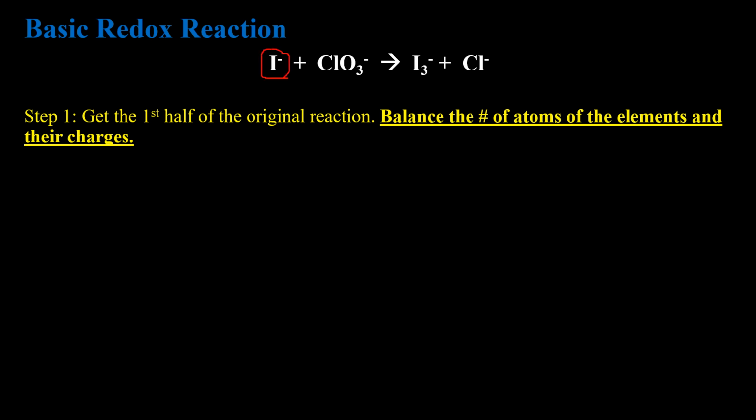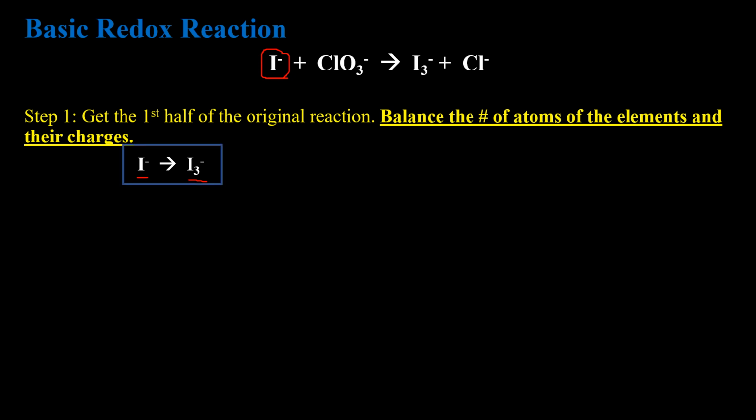Okay, so if you are going to get the first half of the reaction, you must get one substance from the reactant side and the equivalent substance of that on the product side. So in this case, if you started with iodine, of course, the first half of the reaction will be the I negative on the reactant side and I3 negative on the product side. Do not include the ClO3 and Cl yet.